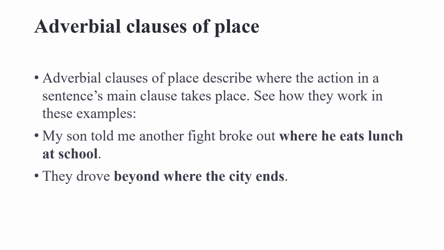Now we have the adverbial clause of place. Adverbial clauses of place describe where the action in a sentence's main clause takes place. See how they work in these examples. My son told me another fight broke out where he eats lunch at school. So where he eats lunch at school is telling you about the place, which is an adverbial clause of place. They drove beyond where the city ends. So it is telling you about the location: beyond where the city ends. So we have an adverbial clause of place.